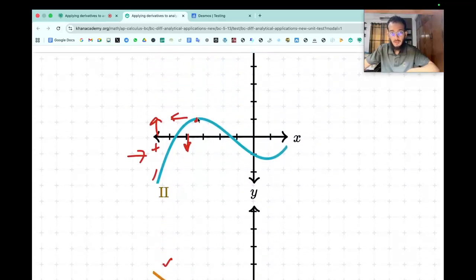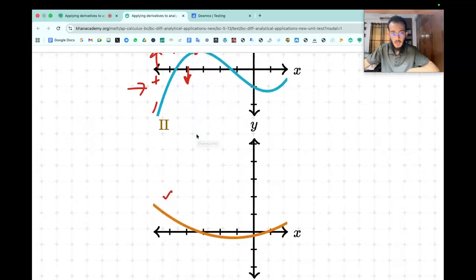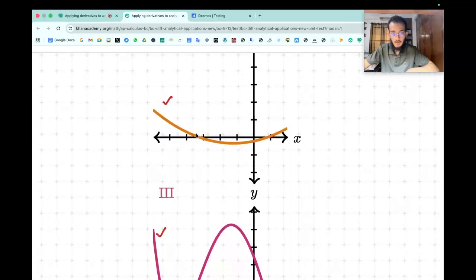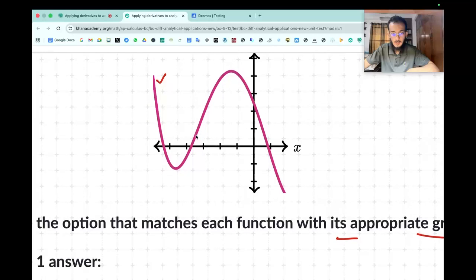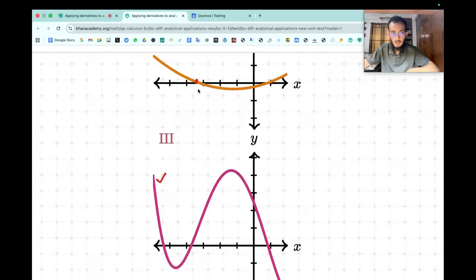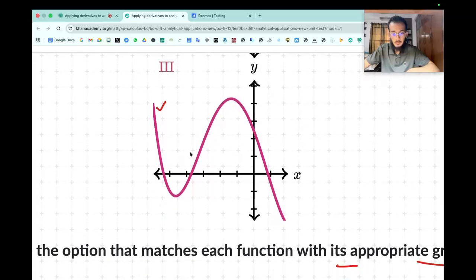So the derivative at this point is 0. The tangent is parallel to the x-axis, so we must have 0 here. Do we have 0? We have it here. What about this? Roughly speaking, it's 1, 2, 2.5 units there. So it's not 2.5, so it doesn't match that way.